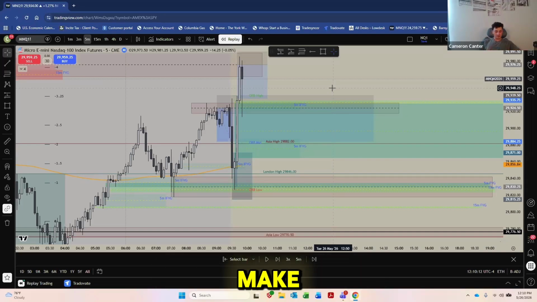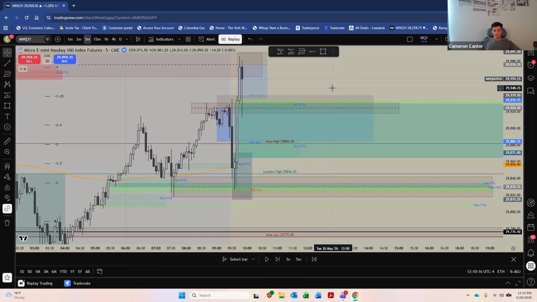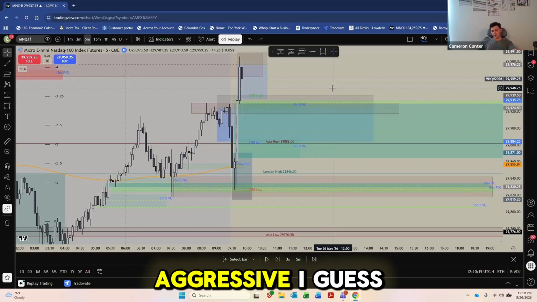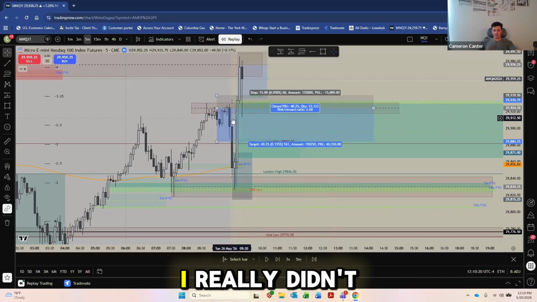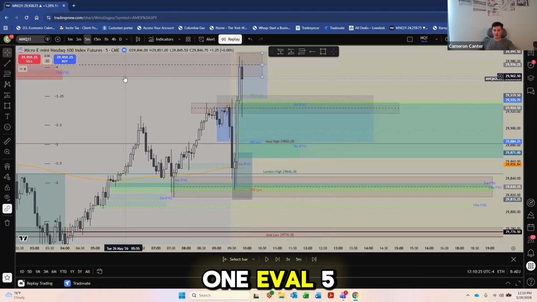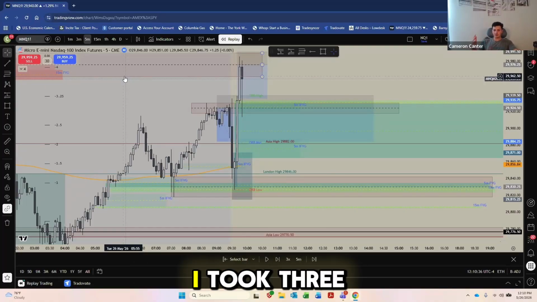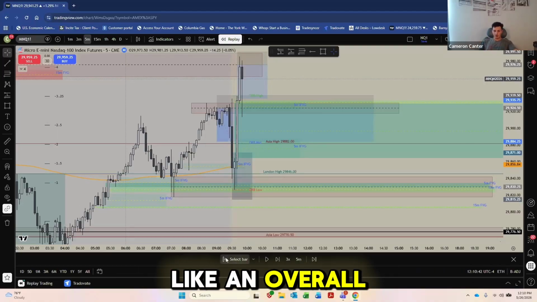I really didn't make that much money overall. The reason I was so aggressive, I guess is the word to use, is I really didn't have that many accounts to trade. I think I had 6 accounts overall, 1 eval, 5 funded. So for me, it was a pretty low risk day from a total number of trades or total number of dollars. Even though I took 3 trades and all 3 won, I made less than I would win on like a 1 trade winning day, in overall amount.